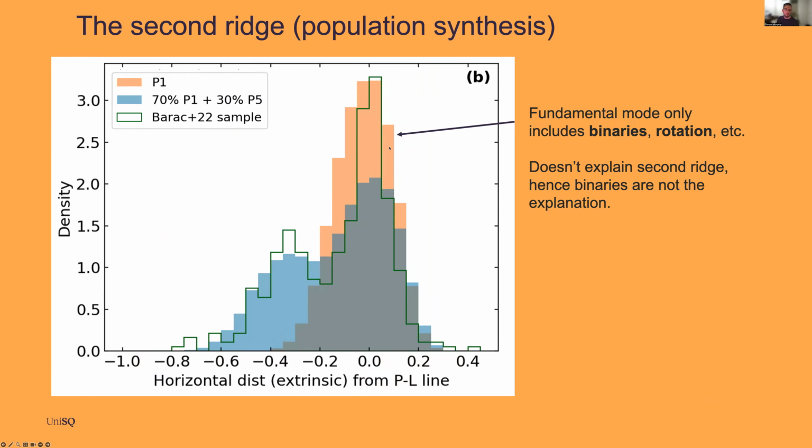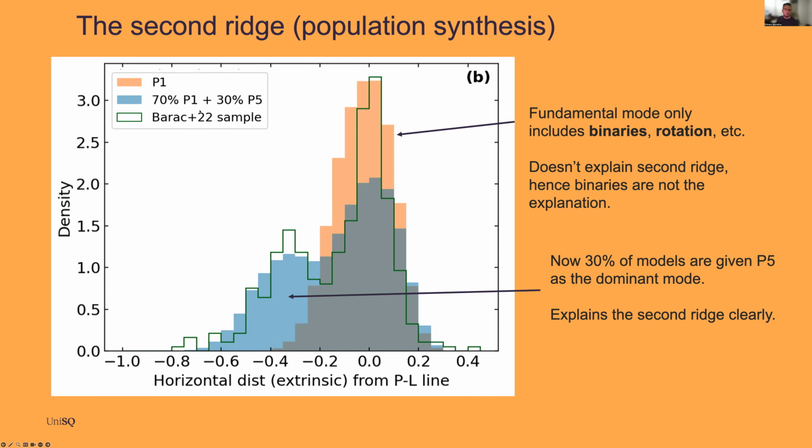The orange histogram here is our synthetic models where every star is presumed to pulsate in the fundamental mode only. This distribution includes binaries and rotation, but notice that it doesn't explain the second ridge. There's no orange peak here in the histogram for the second ridge, and so binaries cannot explain the second ridge.